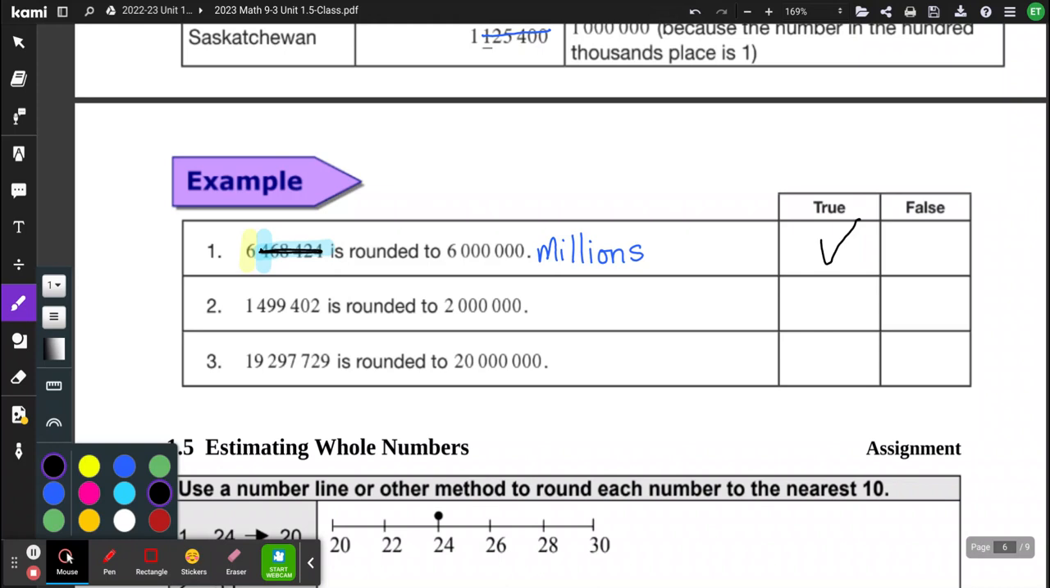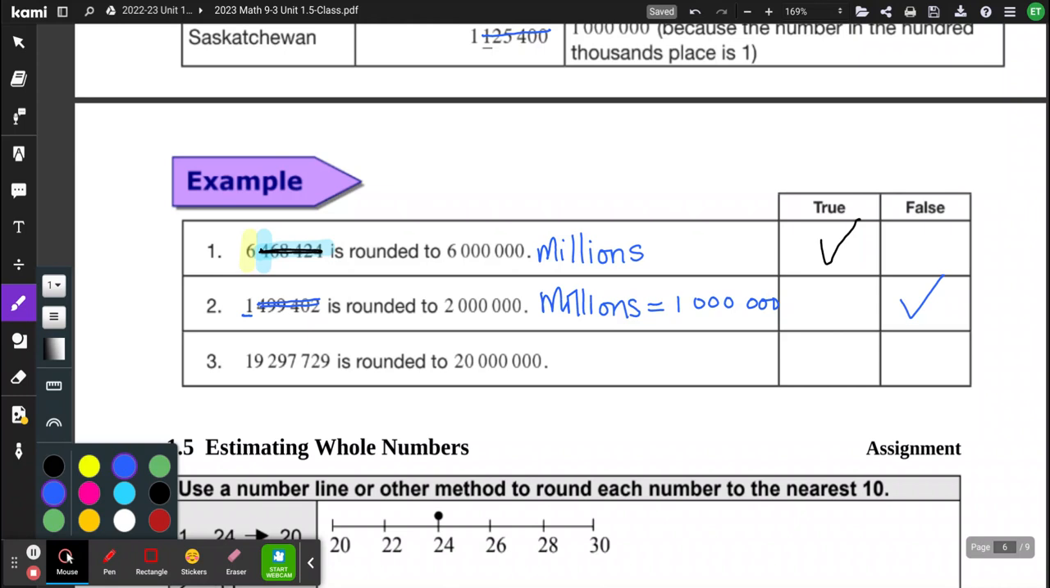Let's look at the next one. I have 1,499,402. Again, I'm wanting to round to the millions. I'm looking at the 1, but what does that 4 make the 1 do? Does the 4 make the 1 add 1? No, they just cross off. They don't add 1. So this guy is false. What should it round to? It should round to 1 million. So a 1 and 6 zeros. It should not be 2 million. It should be 1 million.